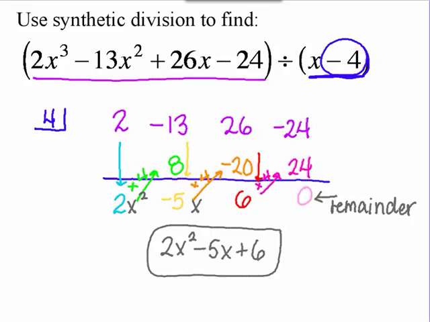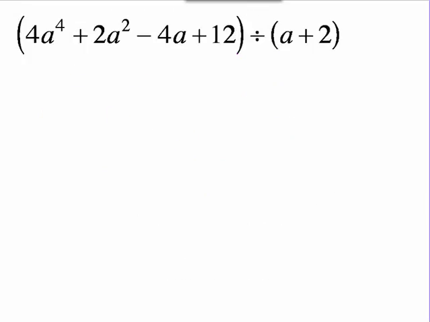All right, let's go ahead and look at another one. 4a to the 4th plus 2a squared minus 4a plus 12. I'm going to divide that by a plus 2. So what's my highest power? 4, so that means I'm going to need 5 numbers. How many do you count? 4 numbers. Oh, okay. Well, I know my first number here has got to be a 4, right?